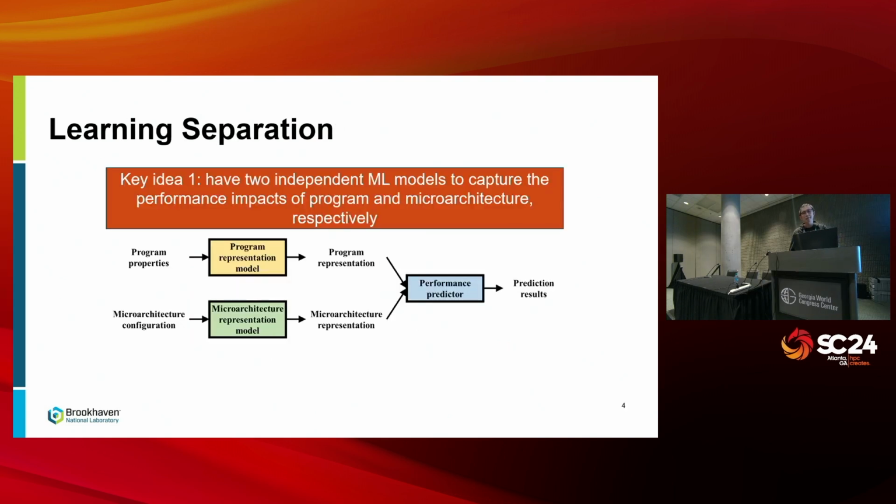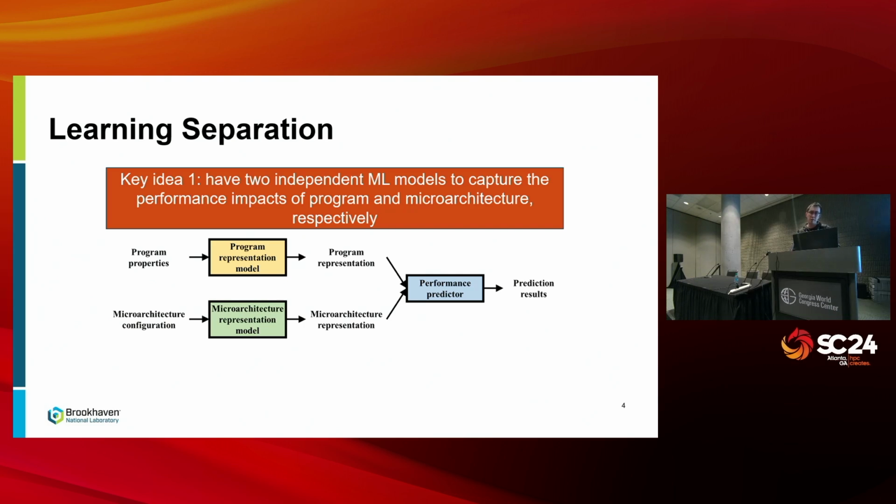So this is how we separate the performance impact from the program and the microarchitecture perspectives. This framework shows how we do that. We have three models in this case. On the top, the yellow part is a program representation model. The input is just the program property itself, and it tries to learn a program representation from that. And on the bottom, we have a microarchitecture representation model, which just uses the microarchitecture configuration to learn a microarchitecture representation. That's our first key idea: use two separate machine learning models to capture the performance impact from the program and the microarchitecture.